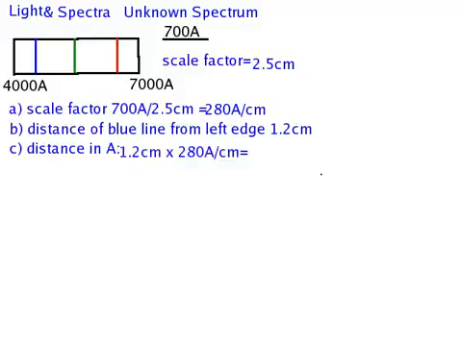So 1.2 times the 280. Okay, and that turns out to be 336 angstroms. Okay, so now we know that the distance in angstroms of the blue line from the left edge is 336 angstroms.